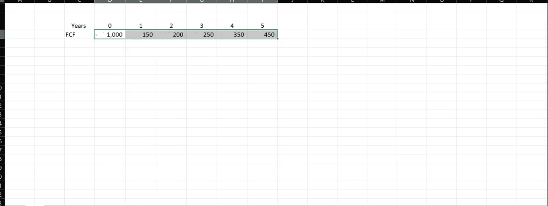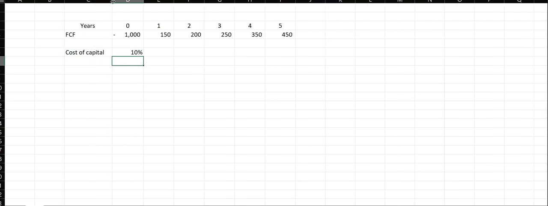You have cash outflow in the current year. Then in subsequent years you are given the cash inflows. Then let's assume the cost of capital as 10%. This is a discounting factor, cost of capital. By using this 10%, now we need to identify the net present value.